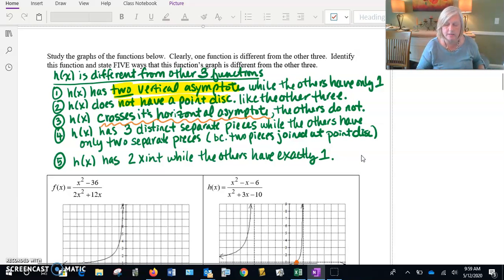And then the other thing is that you had two x-intercepts on your h of x while you only had one on all the rest of them. And that had to do with the fact that when you remove a factor out and cancel it, once it's gone, it's only the non-canceled factor in the numerator that gives you the 0. And so h of x still, of course, had two factors in the numerator because nothing canceled.